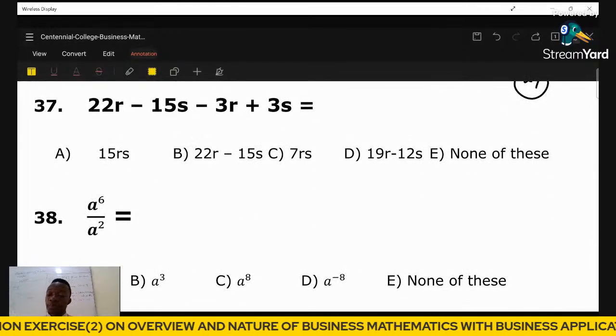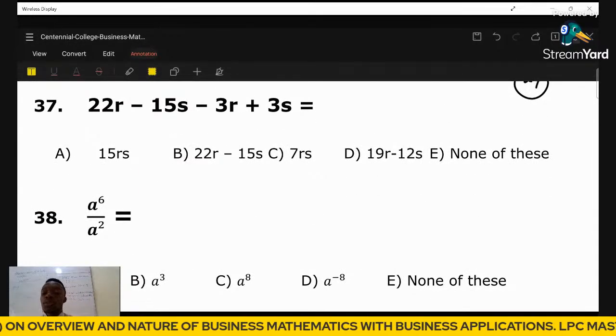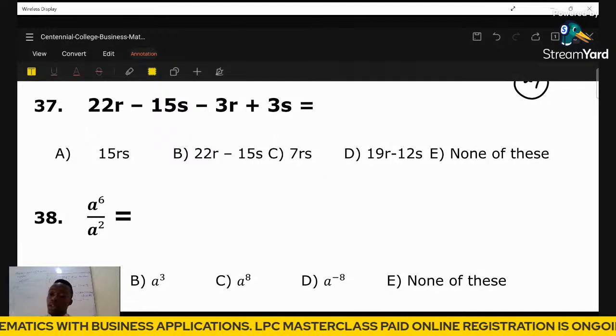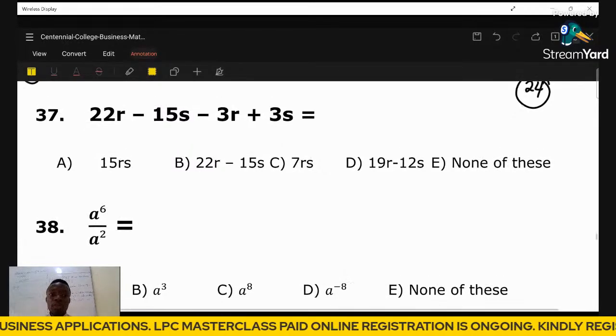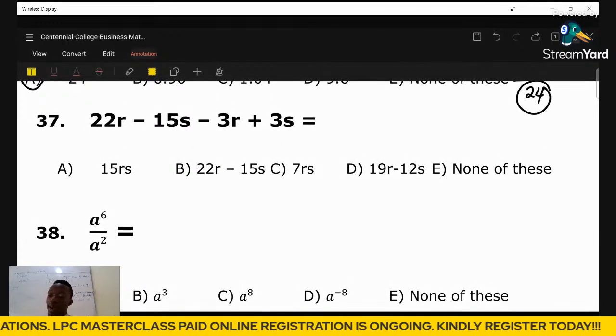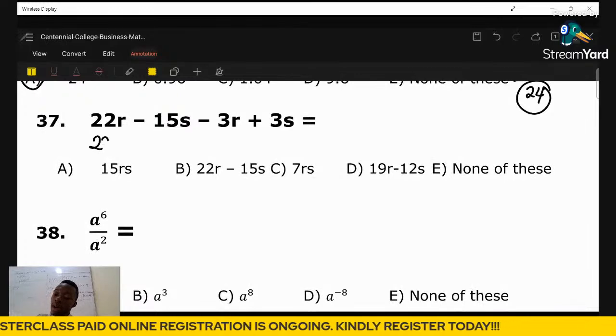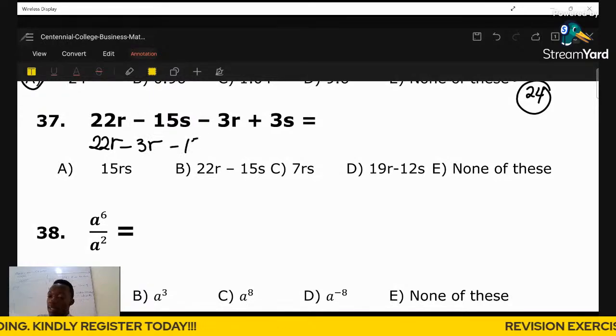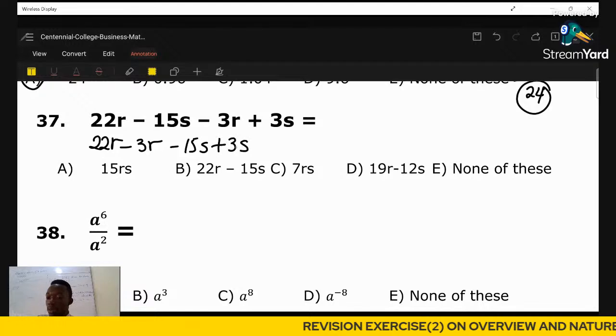Question 37. We have 22r minus 15x minus 3r plus x. 3x is going to fetch us what? So here we want to test our algebra. So we want to group what? Like terms, right? So we have 22r and we have what? Minus 3r. So bring that one here. Then we have minus 15x, okay, plus what? 3x.